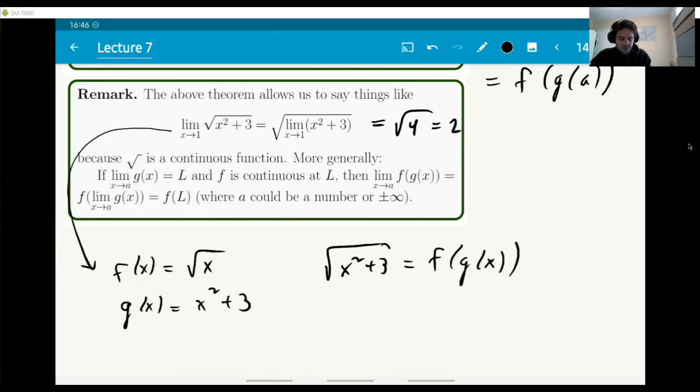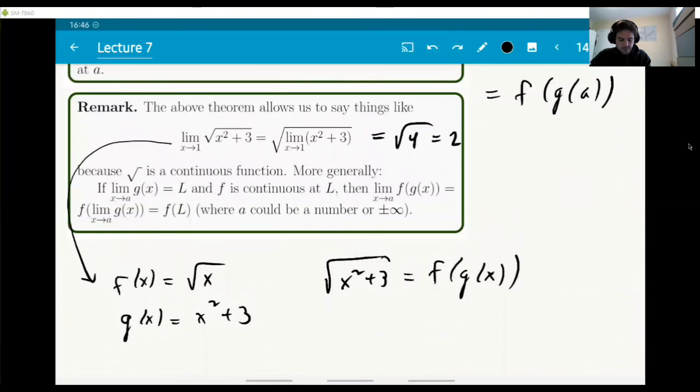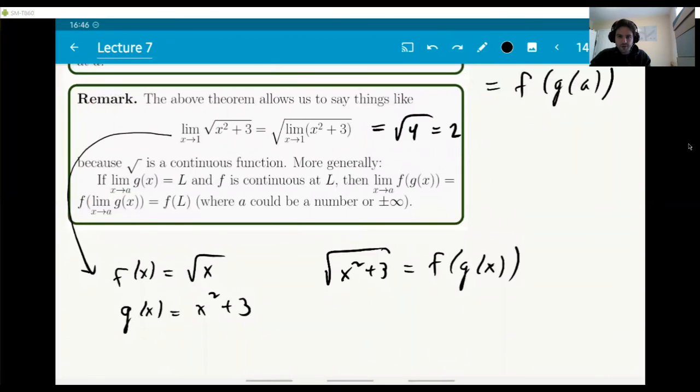And just rewriting the limit of the g function inside, rewriting that as L. So the final answer of that limit will be f of L, just like in this example above. The limit of g was 4, the limit of f of g was f of 4, which is square root of 4. Now, we don't really need to worry too much about this result. We've been using this already.